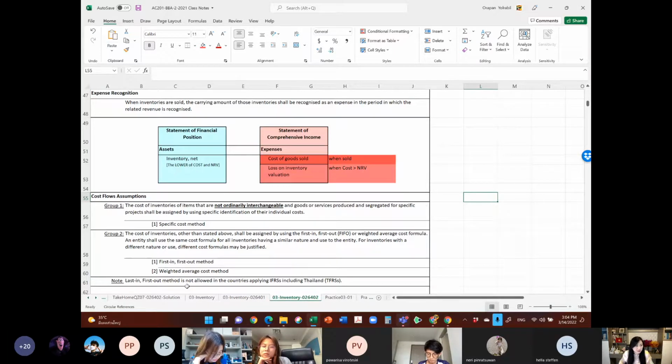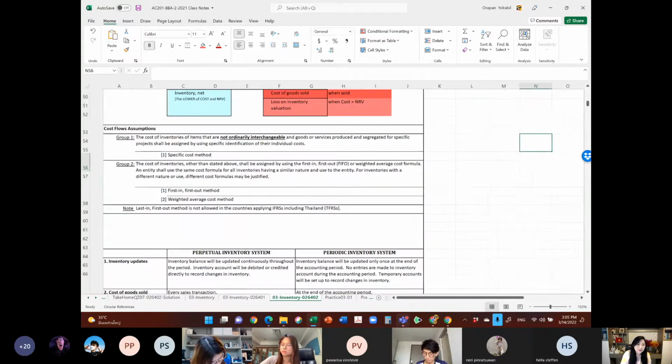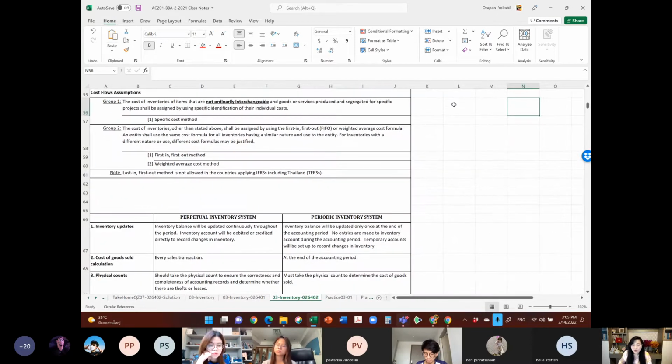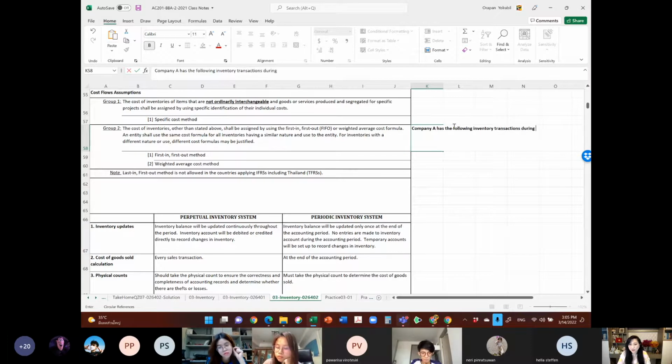There are actually options of recording and also calculating the amount. So let me elaborate on this for you. Let's say that we have the information, let's say company A. Company A has the following inventory transactions during year 2.